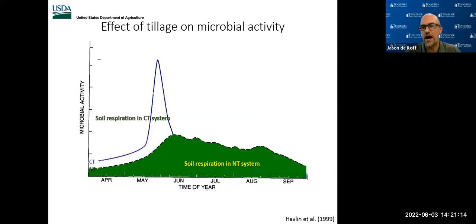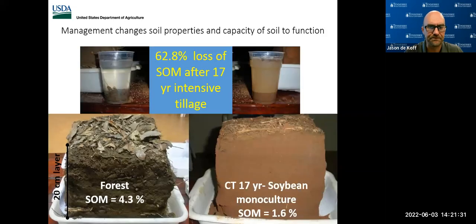If you were to think of this graph and think of rainfall, you wouldn't want all the rainfall to be so high and intense in one part of the season and then nothing the rest of the time. You really want it distributed evenly throughout that growing season. And it's the same case with soil respiration.